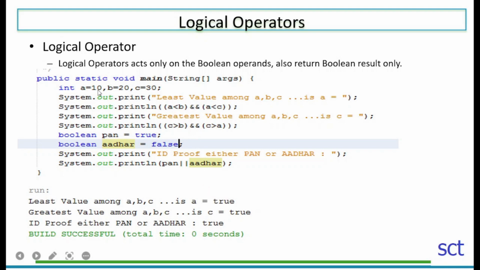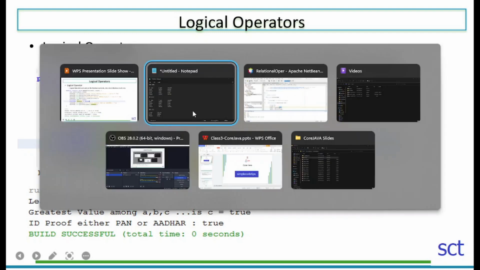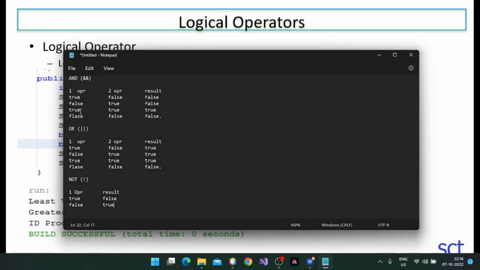Here a is equal to 10 and b is equal to 20, so this condition becomes true. And a is less than c, this also is true. So when I am joining true with true using the AND operator, the result also is going to be true.